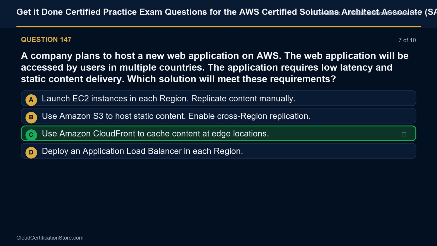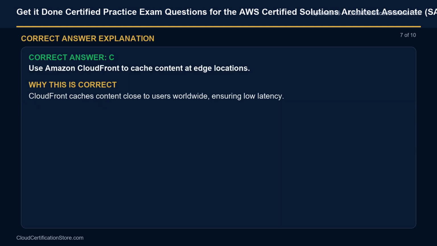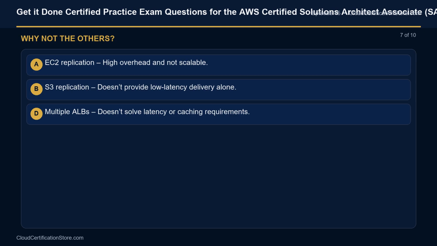The correct answer is C. Use Amazon CloudFront to cache content at edge locations. Explanation: CloudFront caches content close to users worldwide, ensuring low latency. Why not option A? EC2 replication has high overhead and is not scalable. Why not option B? S3 replication doesn't provide low latency delivery alone. Why not option D? Multiple ALBs don't solve latency or caching requirements.